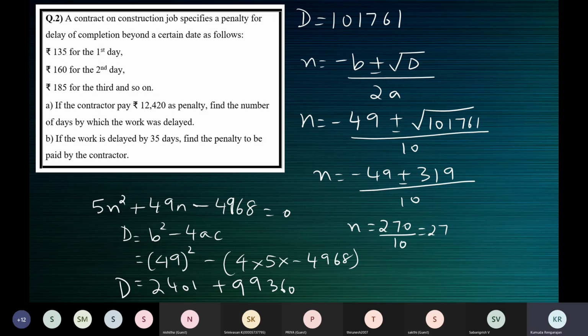So if the work is delayed by 35 days, find the penalty to be paid by the contractor. You should not find A35. If you find A35, then you're finding the penalty which will be paid by him for the 35th day. But he has to pay the penalty for all the 35 days, A1 plus A2 plus A3 till A35. So S35 is what you're expected to find. Ma'am, the answer is 19,600. Okay.